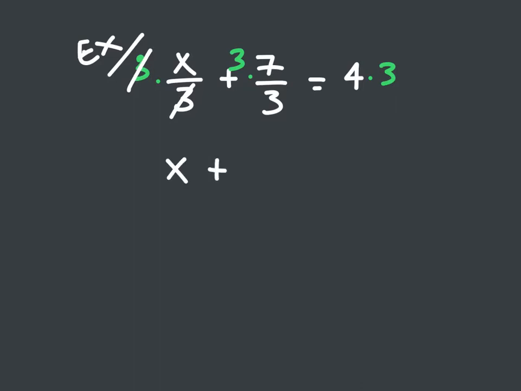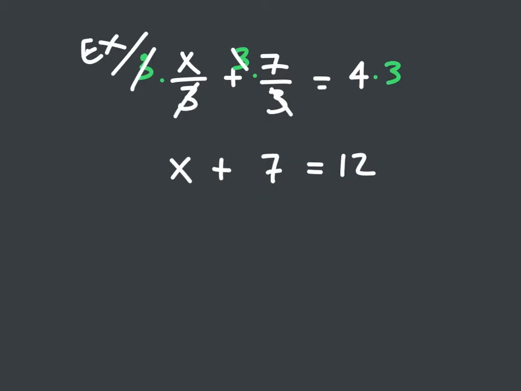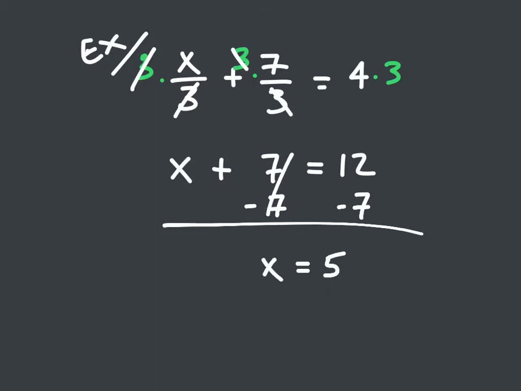And then over here, 3 divided by 3 is going to be 1. So that's going to divide out as well, and you're just left with 7. And then you've got 4 times 3, which is 12. Now I just have a one-step equation, and this is an easy equation to solve. If I subtract 7 from both sides, I'm simply going to get that x is equal to 5. And that's it. That's all I'm doing.